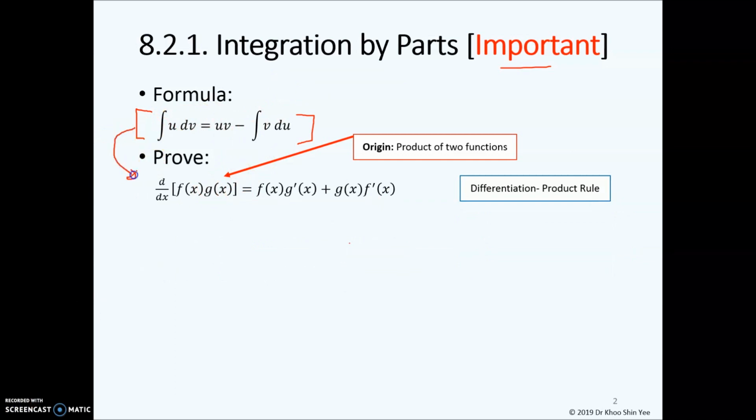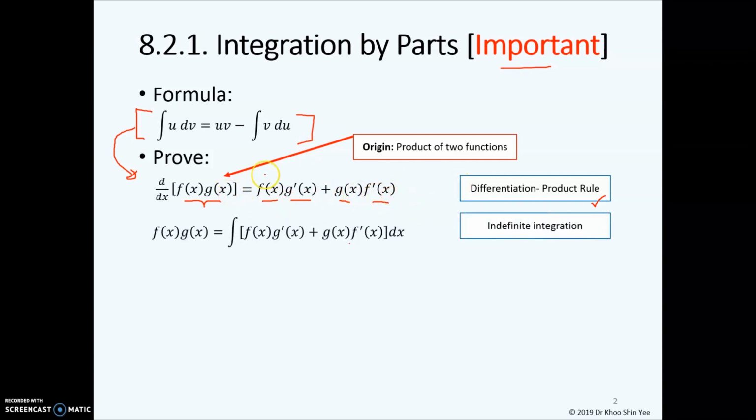To prove this, first of all, you can see that we have two functions multiplied together, f(x) multiplied with g(x). If we take the differentiation of this function, we need to use the product rule. So f(x) constant, then we differentiate g(x); g(x) constant, then we differentiate f(x). So this is the product rule. Next, we integrate both sides with respect to x. So this term can be cancelled, and therefore you get f g only.